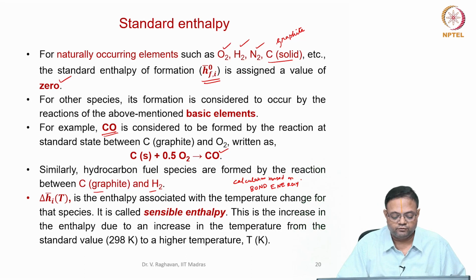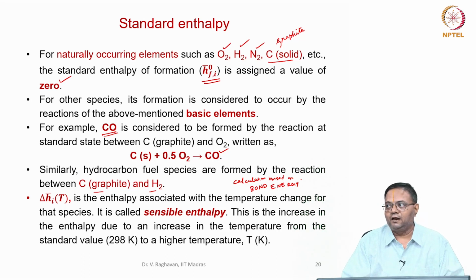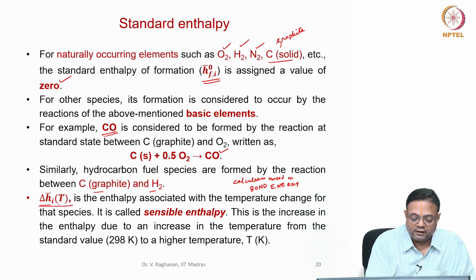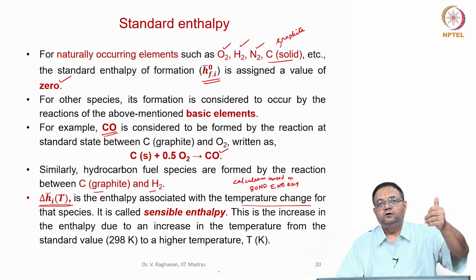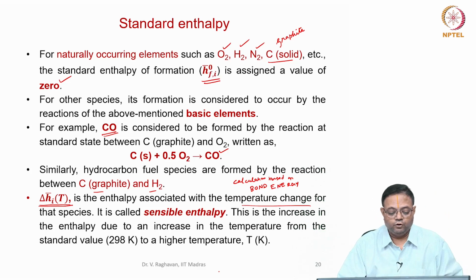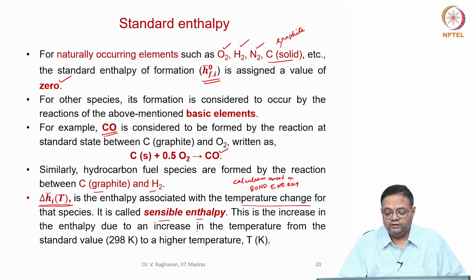energy related principles. The second term for calculating the standard enthalpy is the sensible enthalpy, which is the enthalpy associated with the temperature change. From 298 it may reach 600, 700 Kelvin. That is called sensible enthalpy, which is the increase in enthalpy due to the increase in temperature from 298 to the value of T.